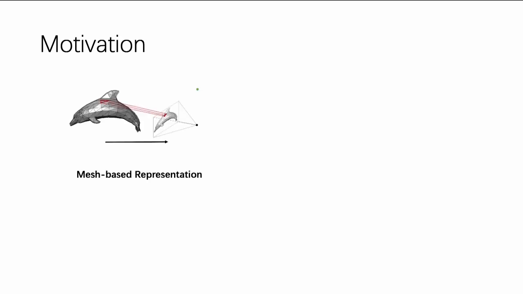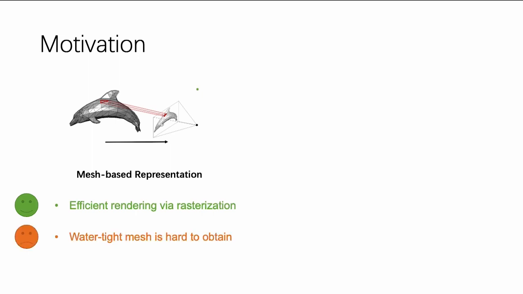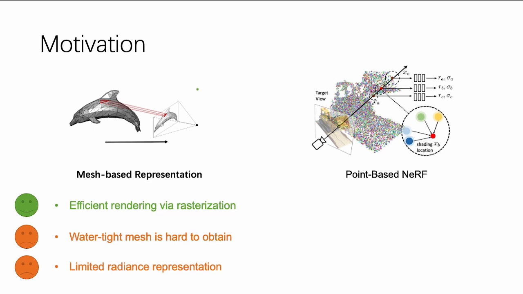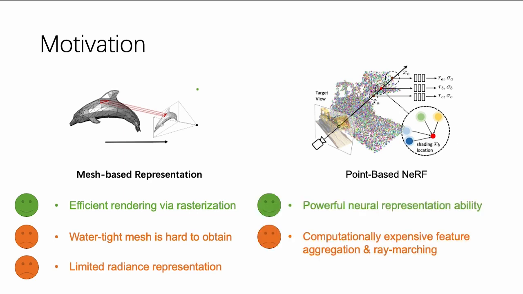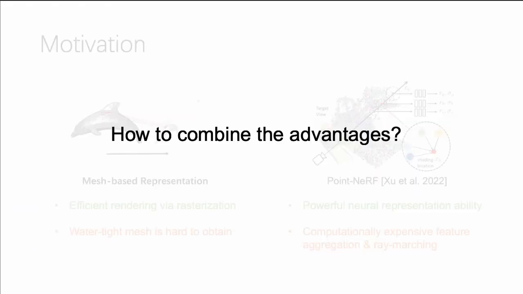The mesh-based representation is widely used in modern rendering pipelines due to its efficient nature. But the watertight mesh is hard to obtain in outdoor environments and the realistic radiance information is hard to recover. The current point-based NeRF methods have outstanding representation ability, but the rendering process is less efficient. How to combine the advantages of both types of representation?